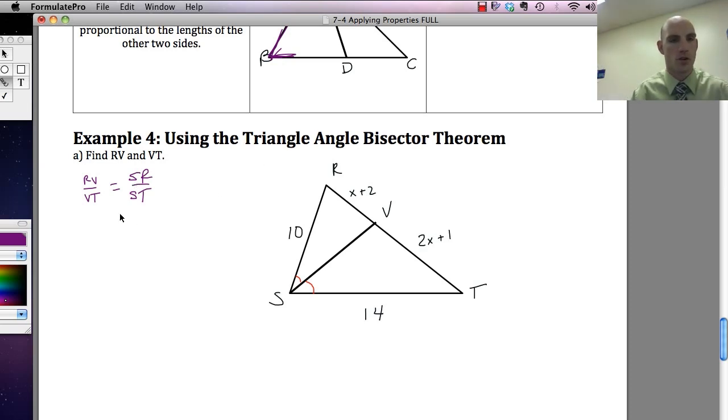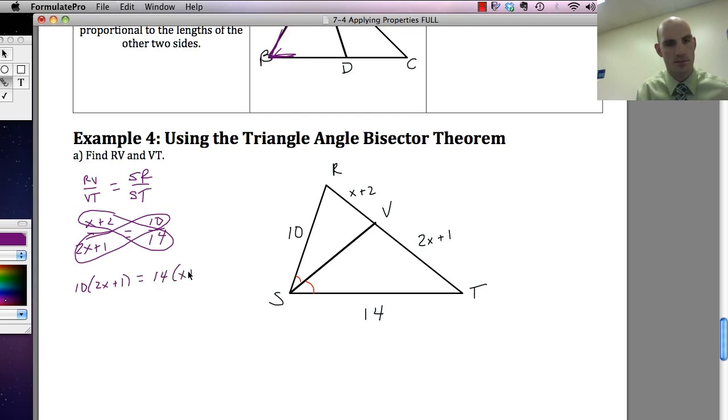How does this work? Well, now we're just going to fill it in. So x plus 2 over 2x plus 1 is equal to SR is 10, ST is 14. I think the hardest part of this one is actually setting it up, because once we get into the setup and we cross multiply and divide using that cross product property, it's really just algebra from there. So let's look at this. I'm going to circle because sometimes I just like to do those kinds of things. 10 times 2x plus 1 is equal to 14 times x plus 2.